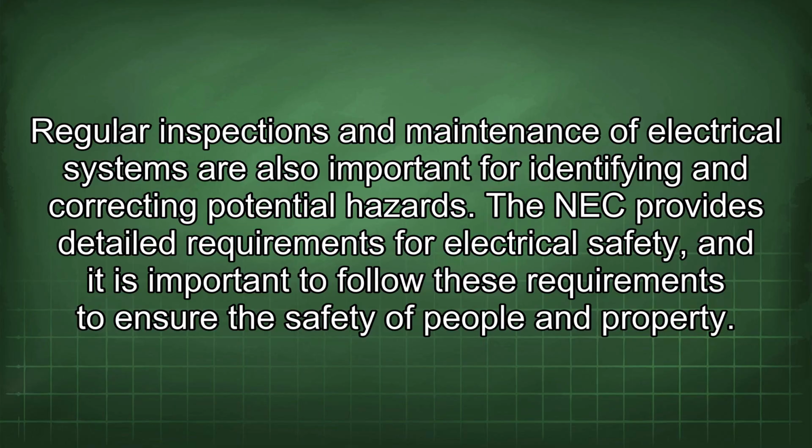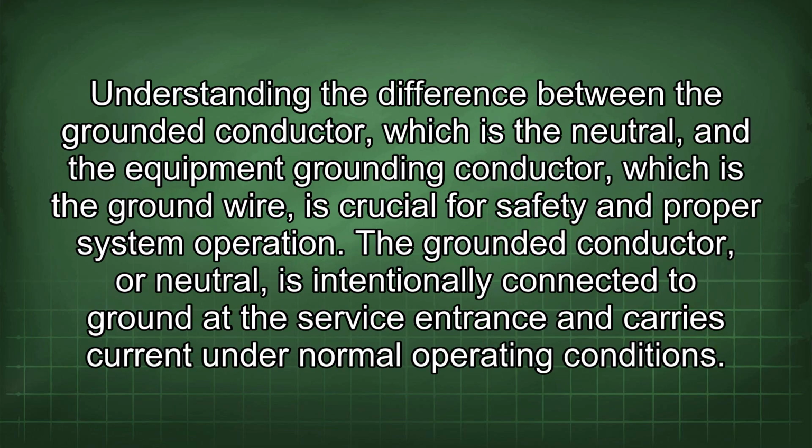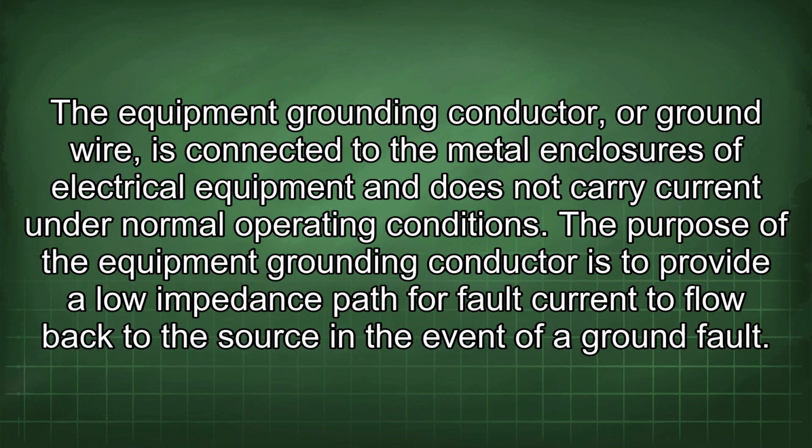The NEC provides detailed requirements for electrical safety, and it is important to follow these requirements to ensure the safety of people and property. Understanding the difference between the grounded conductor, which is the neutral, and the equipment grounding conductor, which is the ground wire, is crucial for safety and proper system operation. The grounded conductor, or neutral, is intentionally connected to ground at the service entrance and carries current under normal operating conditions. The equipment grounding conductor, or ground wire, is connected to the metal enclosures of electrical equipment and does not carry current under normal operating conditions.